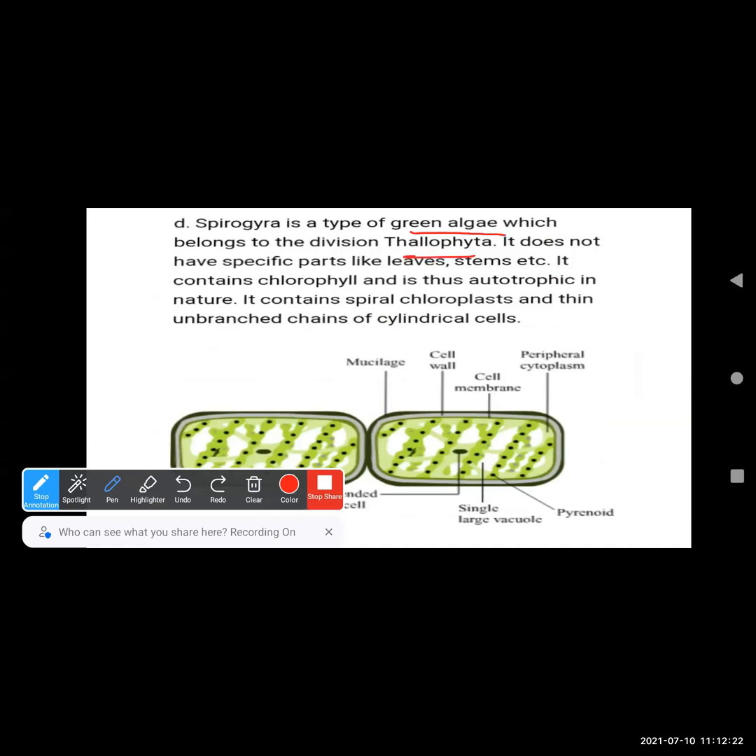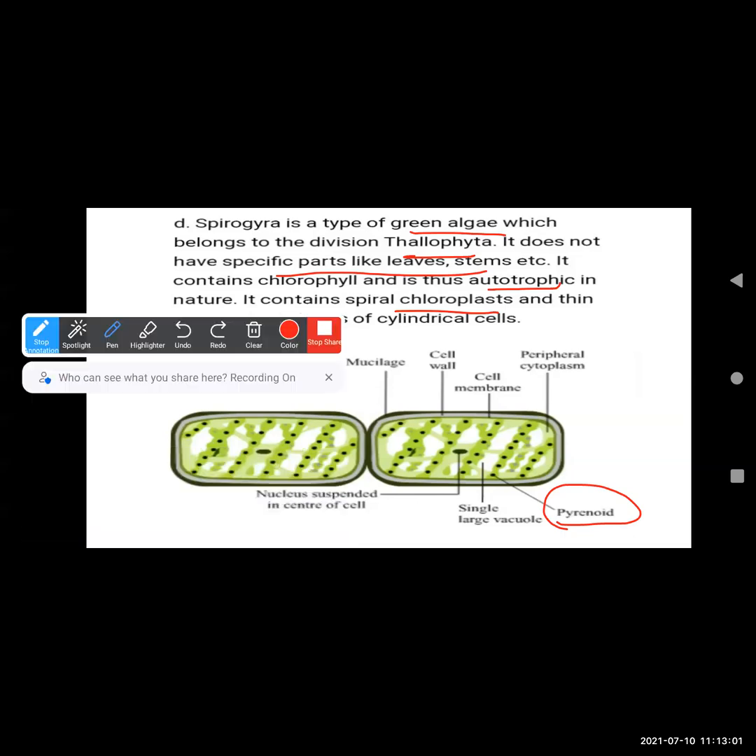It does not have specific parts like leaves, stems, etc. It contains chlorophyll and is thus autotrophic. So this autotrophic you have to underline. It does not have leaves and stems, and it contains spiral chloroplasts and thin unbranched chains of cylindrical cells. So the pyrenoids are present. You can see here pyrenoids. What are pyrenoids? Pyrenoids are the structures in the Spirogyra where the food is stored, right? So this food which is synthesized with the help of photosynthesis is stored in pyrenoids.